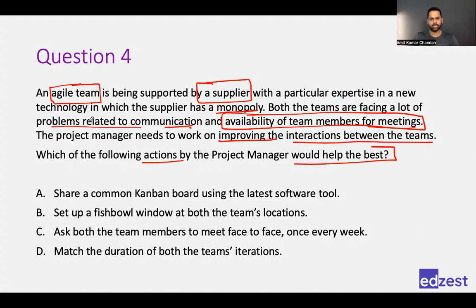Okay, so you have an agile team that is being supported by a supplier. What's happening? Both the teams are facing a lot of problems related to communication and availability of team members for meetings. There are 2 problems, right? Communication and availability. The project manager needs to work on improving the interaction between the teams. So what would help the best? That's the question. Okay, let us go through that one by one.